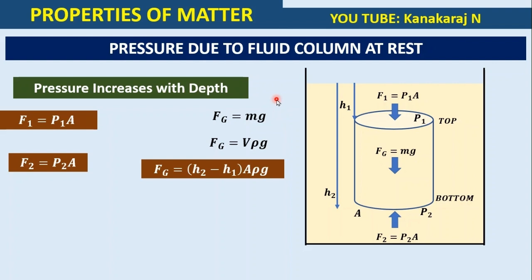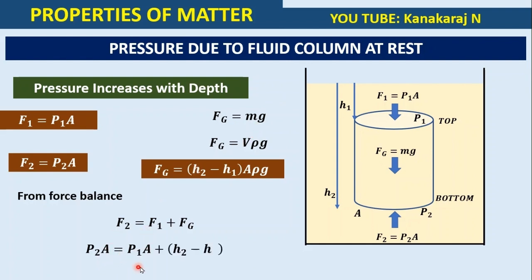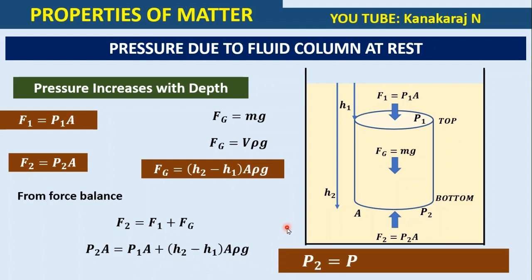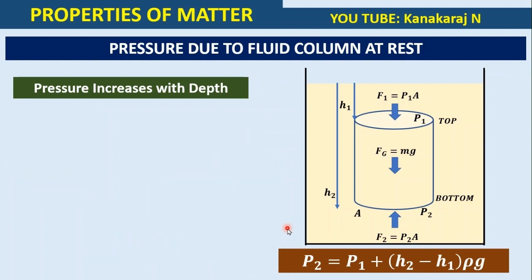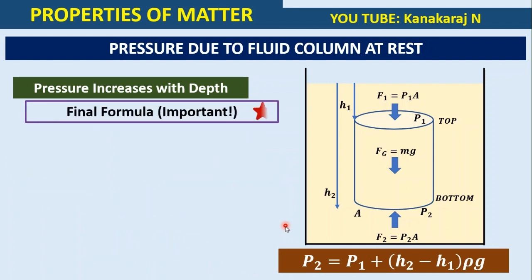Let us go for a balancing force equation. We get F2 equals F1 plus Fg. So, F2 is replaced by P2 times A, F1 is replaced by P1 times A, plus Fg is replaced by H2 minus H1 multiplied by A rho g. This is an important equation, let us write it here. Final formula, very important.